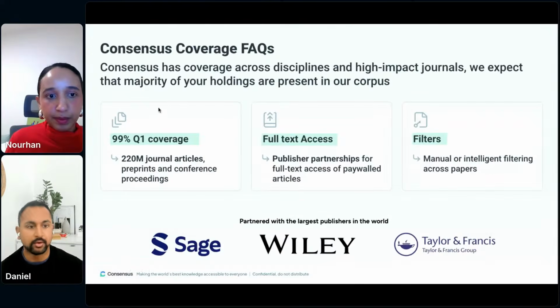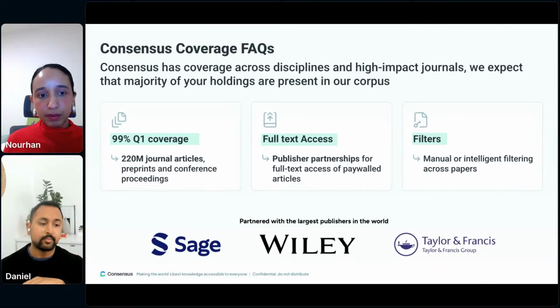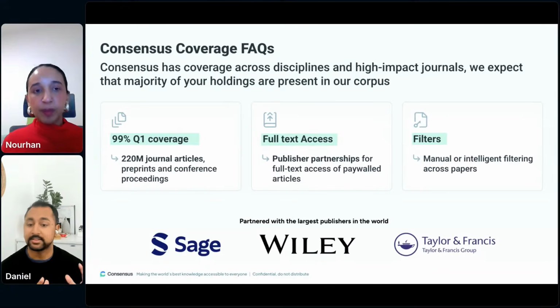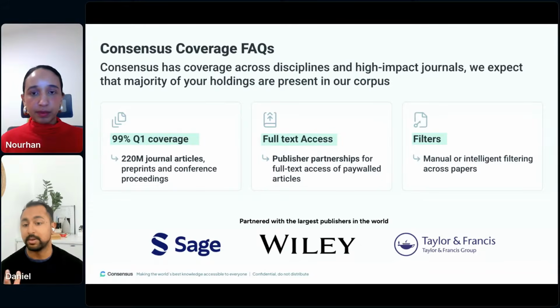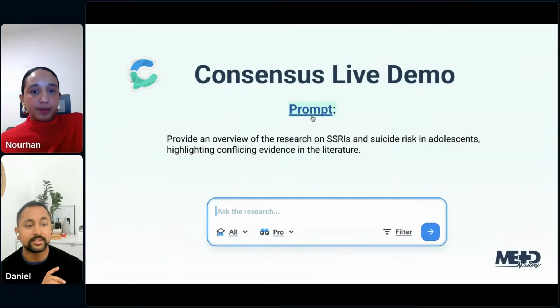Before we do that, just a reminder of where these papers are coming from. Consensus has 99% coverage of Q1 journals. You can think of this as everything in PubMed and almost everything in Google Scholar. We also have partnerships to fill any access gaps, for example with Sage, Wiley, Taylor & Francis, the APA, ACS, and the list goes on of very large publishers. That gives us access to other papers that may not be covered, as well as full text of paywalled papers that we can leverage in the search. The last thing is the filters, which we talked about and showed, that give you manual control over this. So let's go ahead and go into this prompt.